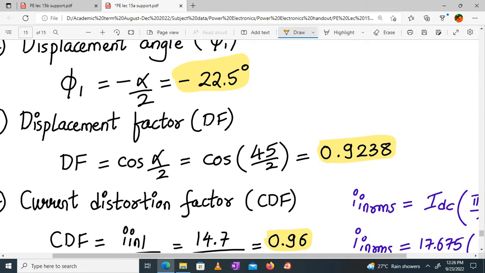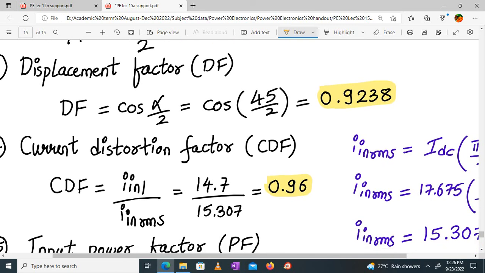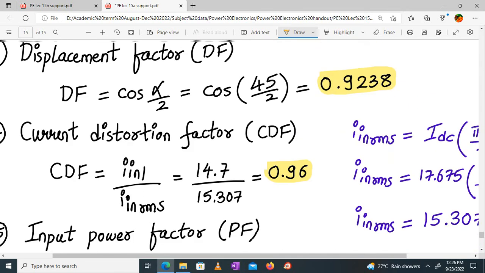What is cos 0? 1. What is cos 90? 0. So cos 22.5 will be less than 1. So 0.9238. Is it same? ये तो आना ही चाहिए सबको सेम. Completed. Next, CDF, current distortion factor.